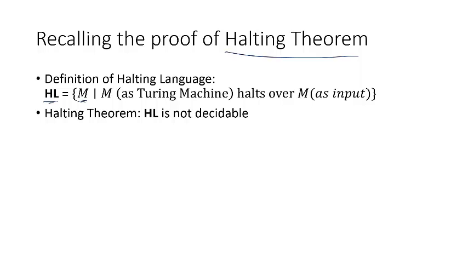Now, if you give me a string, first of all I would try to decode it as a Turing machine. If I cannot decode it as a Turing machine, I'll just put it away; I won't accept it. However, if I could decode it, then I would put this M inside the language if and only if the following happens. If you run the Turing machine M over input M as well, since you can run a machine over itself because they're both strings, then if it halts, I would include it. Otherwise, I would not include it in the language. Okay? So this is the halting language.